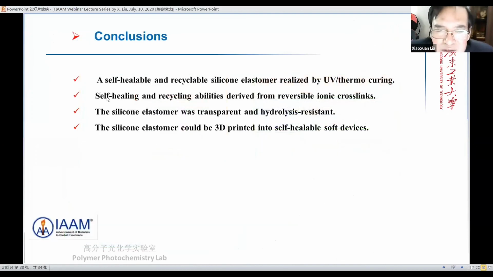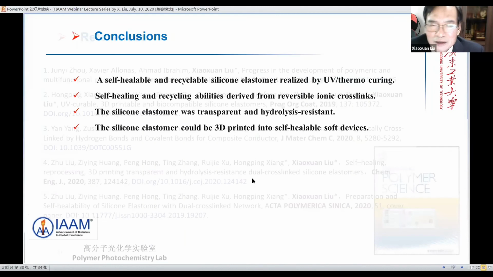So these are the conclusions. The self-healing and recycling of the silicone elastomer is realized by using photo-based coatings. The second is that the self-healing and recycling ability derives from the reversible ionic crosslinking. And the silicone elastomer was transparent and hydrolysis-resistant, and the silicone elastomer could be 3D printed into self-healing soft devices.